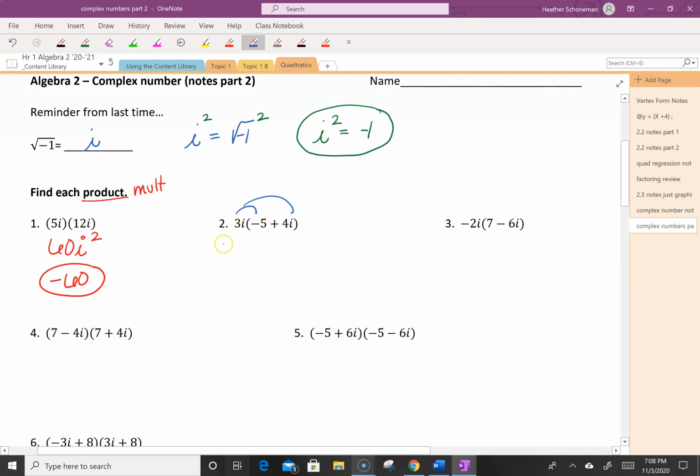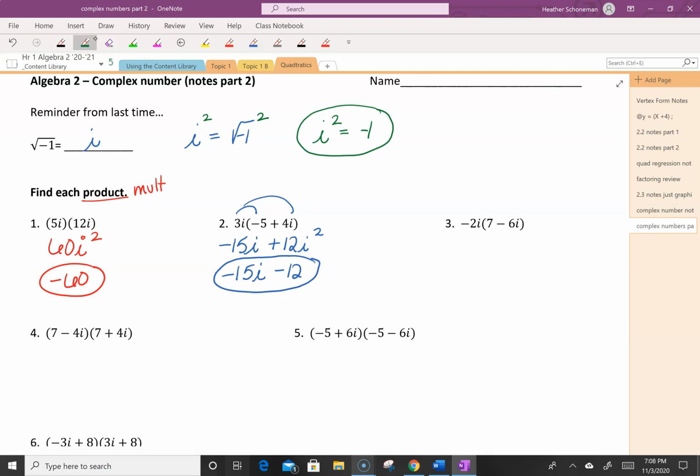All right, number 2, we're going to distribute. 3i times -5 is -15i, but 3i times 4 is 12i squared. But i squared is -1, and -1 times 12 is -12. So this is my final answer. You are not going to have i squared in your final answer.